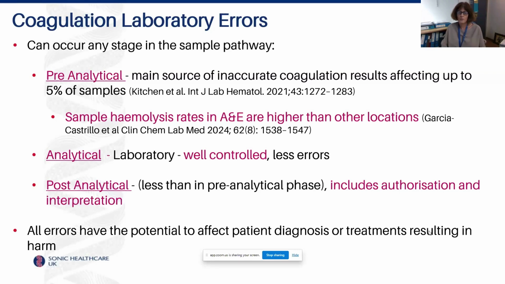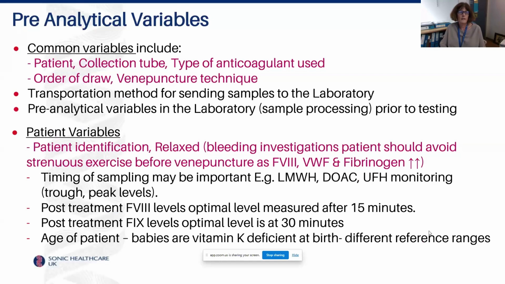Then we've got the post-analytical phase, which is about authorization and interpretation, and as you know, all errors have the potential to affect a patient's diagnosis or treatment and may cause harm. The common variables I'm going to focus on are patient variables, what type of collection tube we use, what type of anticoagulant we use in coagulation testing, the order of the draw for the tubes that we take, and the venipuncture technique. I'm not going to go into great detail, just some key points, and then how we transport the sample to the laboratory.